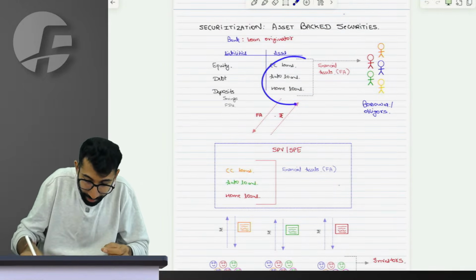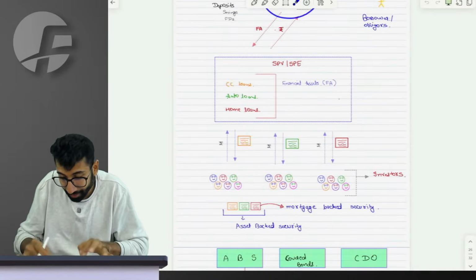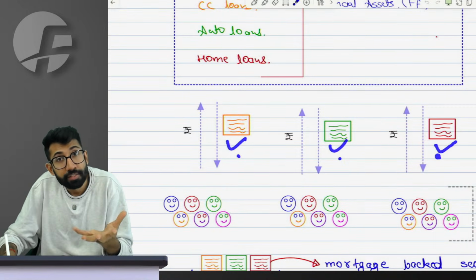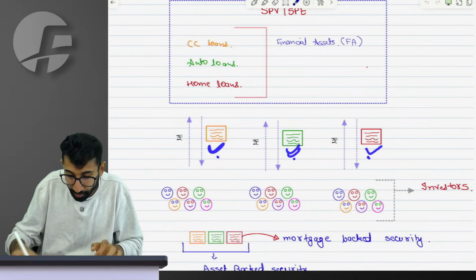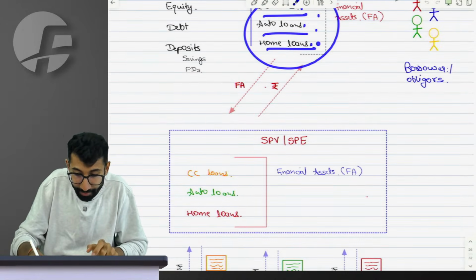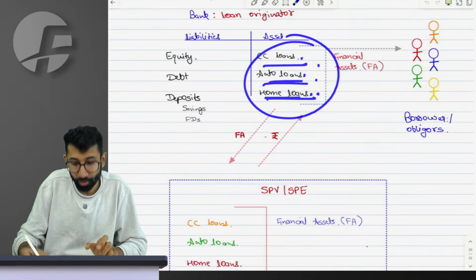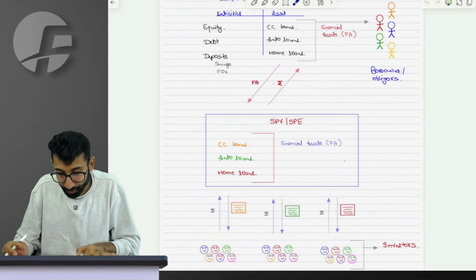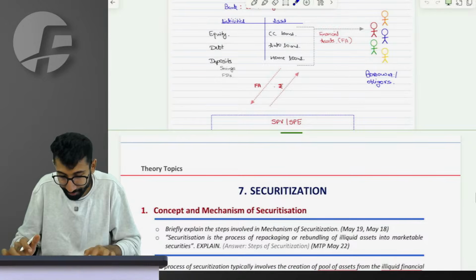Why? Because illiquid financial assets which were there in the balance sheet of the bank are ultimately converted to marketable liquid securities which can be traded. Do you realize the security generated cash, generated liquidity, through which the assets could be converted from illiquid to liquid in nature? This entire process is securitization, correct? If the process is really clear, let's understand the definition. It will now make sense, people.